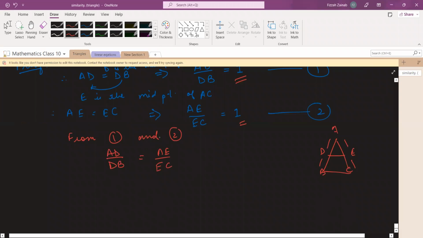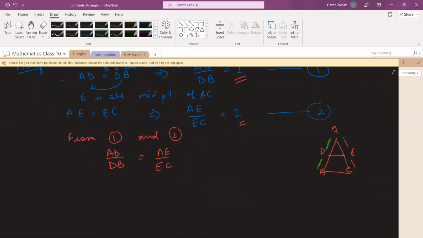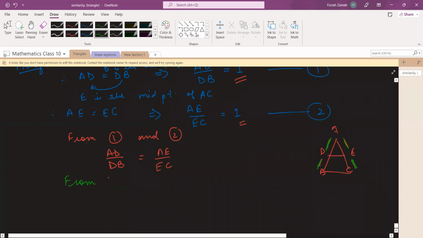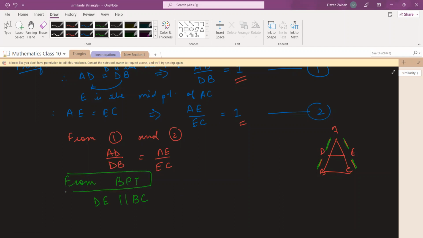From 1 and 2, now see here, I have got this part upon this part is equal to this part upon this part. So from BPT, we can say that the line DE is parallel to BC. Basically, we have to make use of the basic proportionality theorem to prove this. It is also mentioned in the question to use theorem 6.2. So we have proved it.